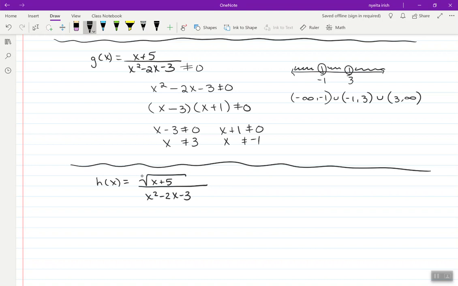So I look at the numerator, it's an even root. If it's an odd root, I don't even mess with it. But if it's an even root, I've got to report the restriction. So the restriction is this. X plus 5 has to be greater than or equal to 0. The restriction then is x has to be a number bigger than or equal to negative 5. The denominator can't be 0.